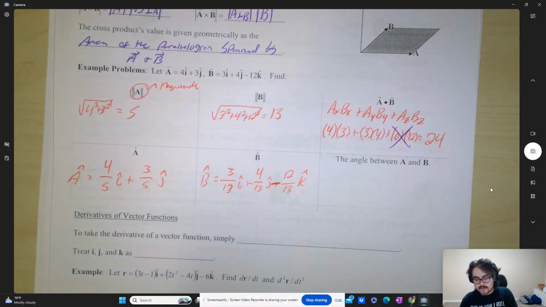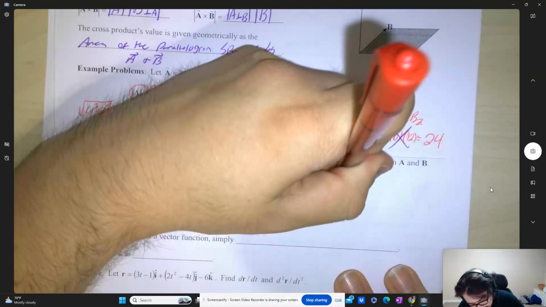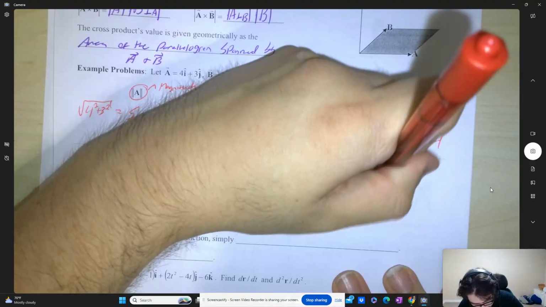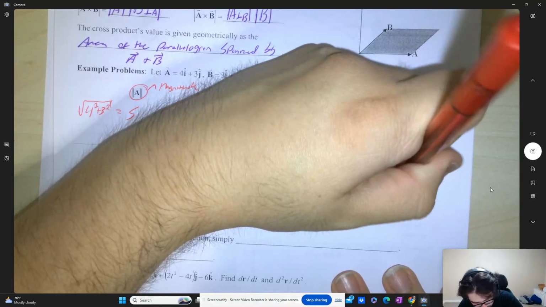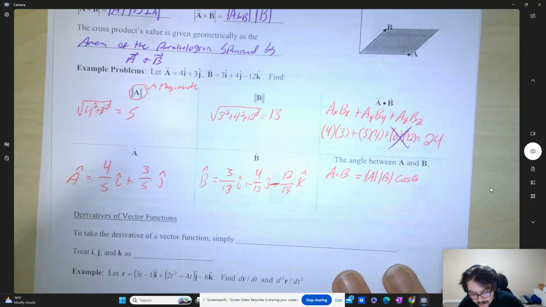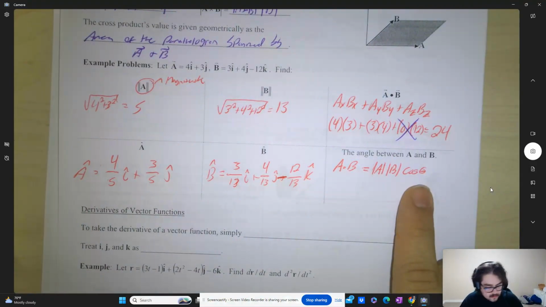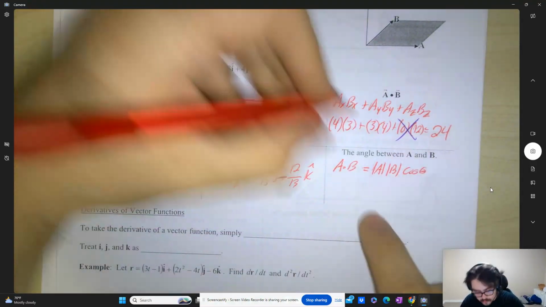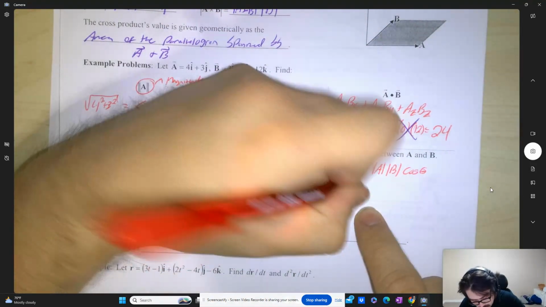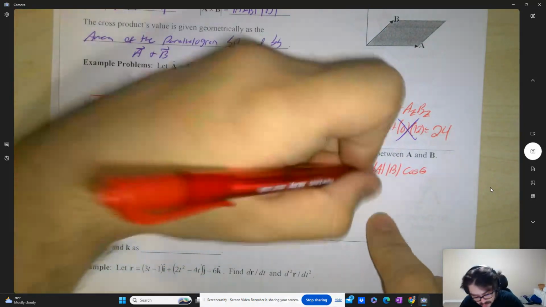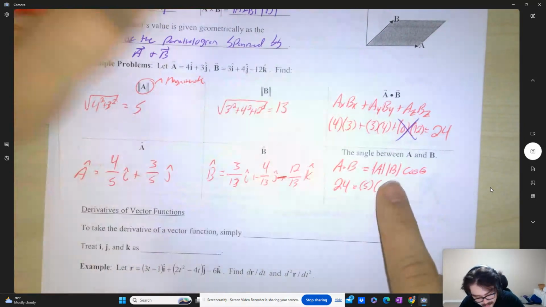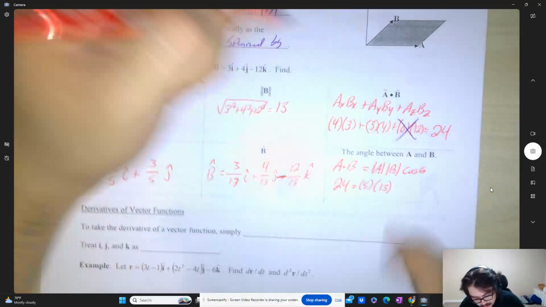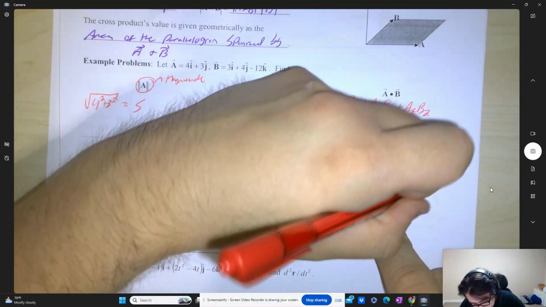And then to figure out the angle between the two, if I do the dot product, A dot B equals the magnitude of A, magnitude of B, cosine theta, I can work backwards and get what theta is going to be. So I know A dot B, which I solved earlier, was 24. I know that the magnitude of A is 5. I know the magnitude of B is 13. And I don't know what theta is, so it's cosine there.